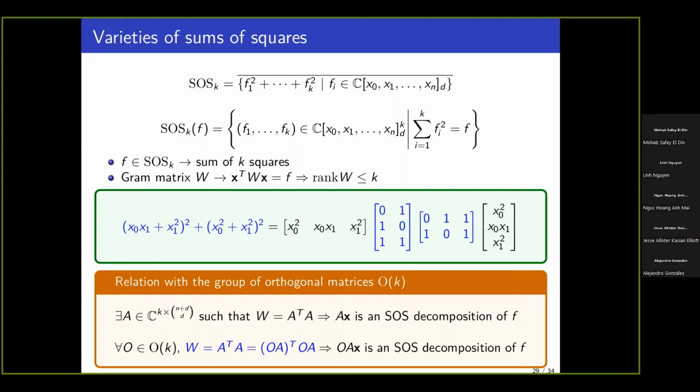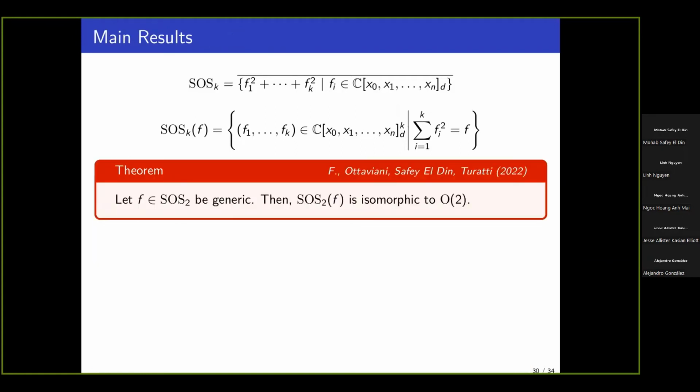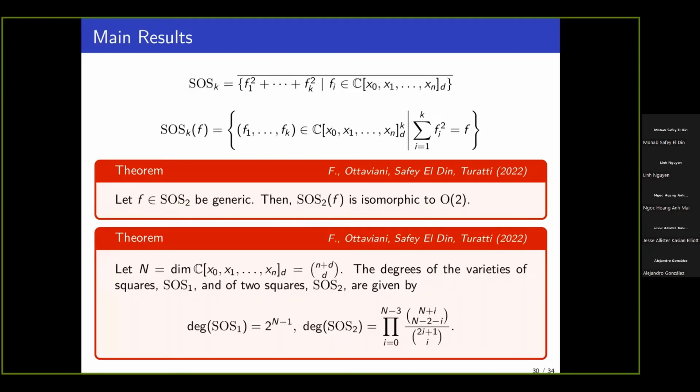And in fact, our result is that this actually leads to an isomorphism in the case where we have at most two squares and a generic polynomial. And this is particularly surprising because this doesn't depend on the degree of the polynomial. So even if you have a moment structure in the Gram matrix, it seems to not matter. We also give the degrees of the varieties SOS_1 and SOS_2. So this is the variety of squares and of sums of two squares.